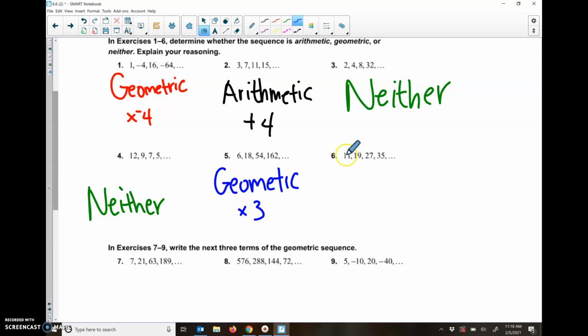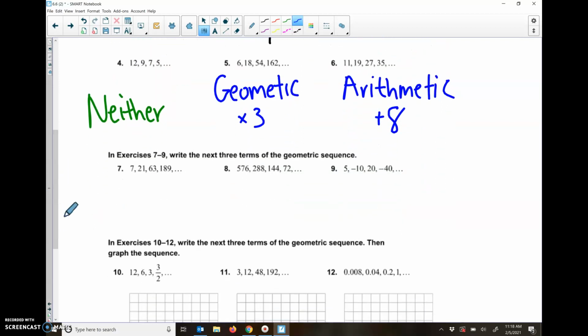And then the last one here, we got 11, 19, 27, and 35. So that one looks like it has a constant adding pattern there. And that's adding 8 each time. So there's a couple questions on the homework. They're just going to ask you to find the pattern and say whether it's geometric, arithmetic, or neither.